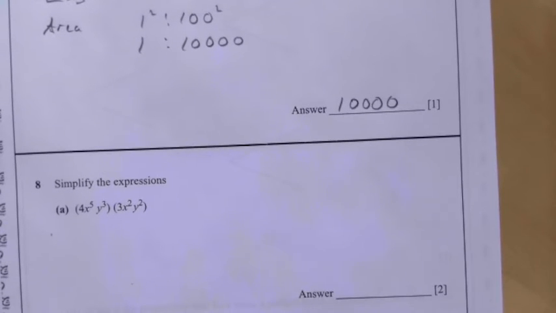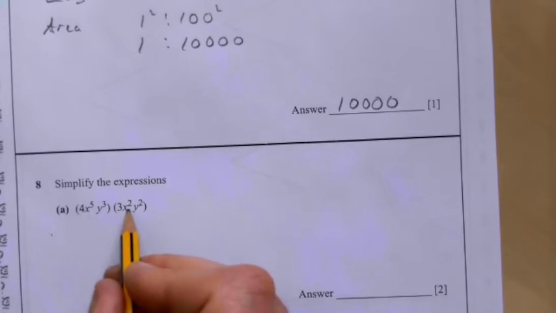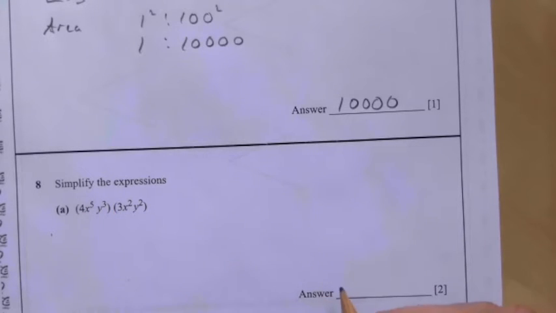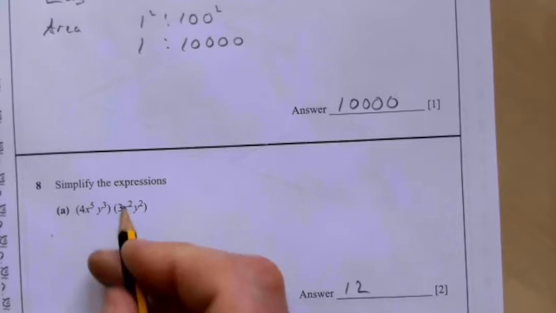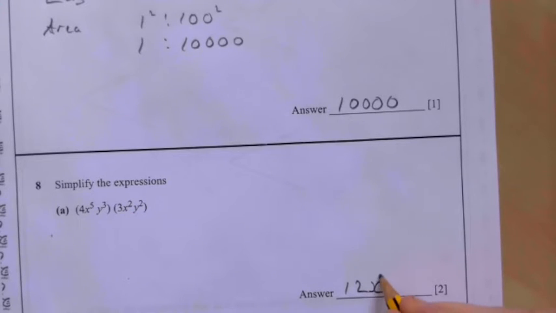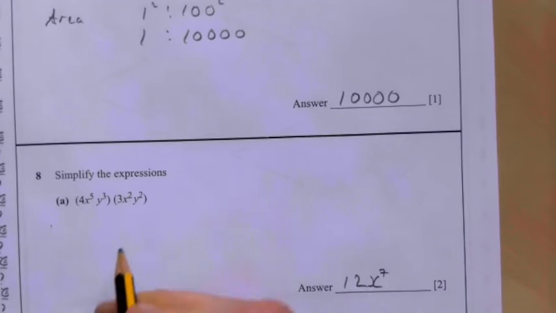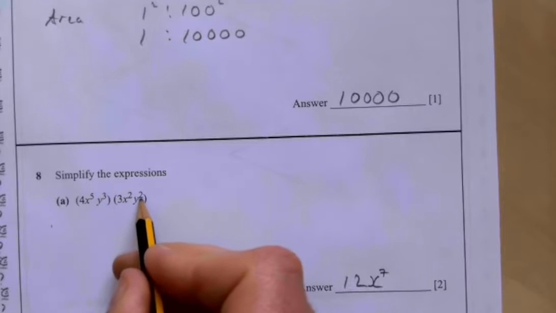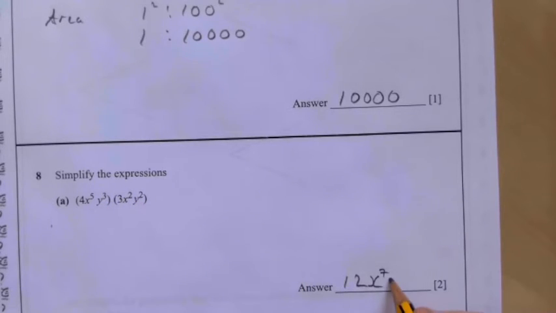Simplify the following expressions. So we're just going to take each term separately here. First of all, the number terms is going to be 12. And then the x terms, we have x to the power of 5 and we have x to the power of 2. So we add those two powers, we get x to the power of 7. And then we have y to the power of 3 and y to the power of 2. So adding those, y to the power of 5.